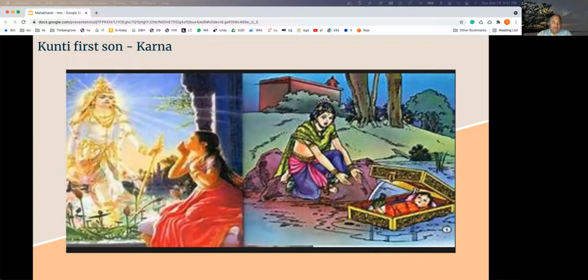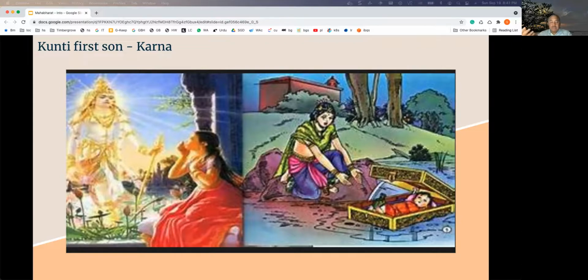Now, Pandu and Kunti have the same kind of technology. They use the same kind of technology, and then because of the boon that she has, Pandu happens to have an early death.